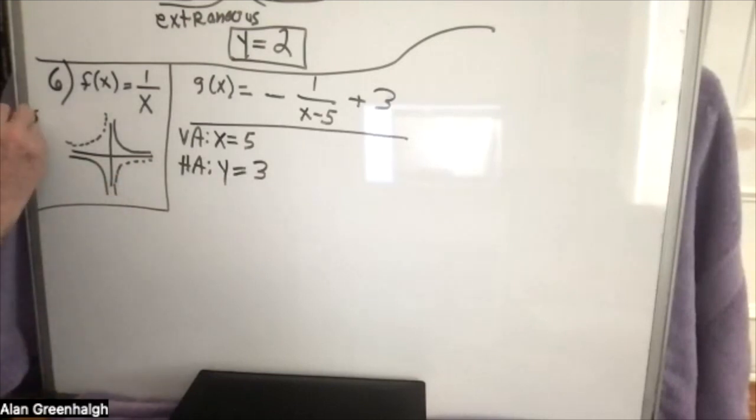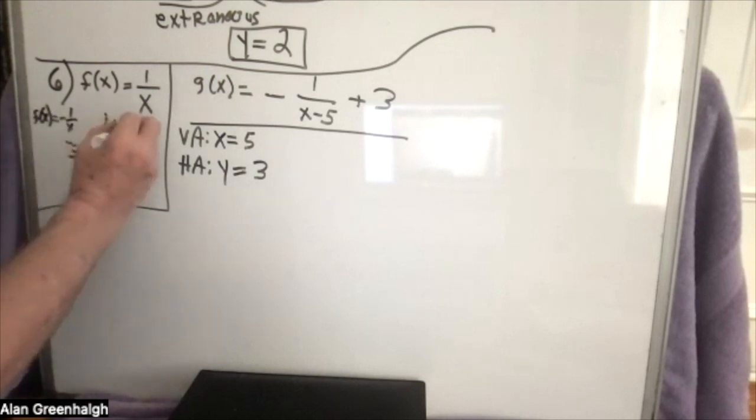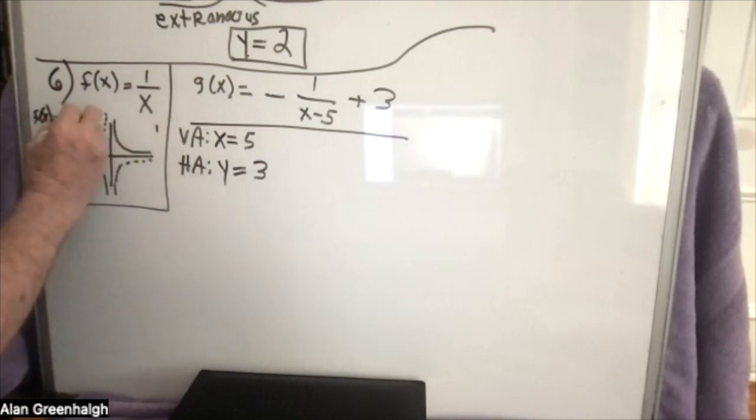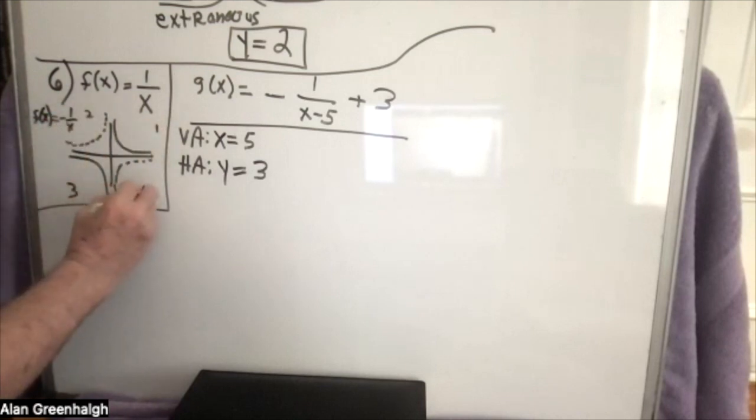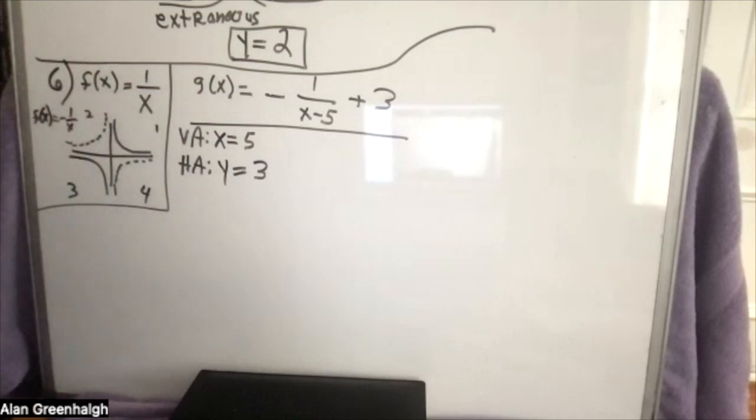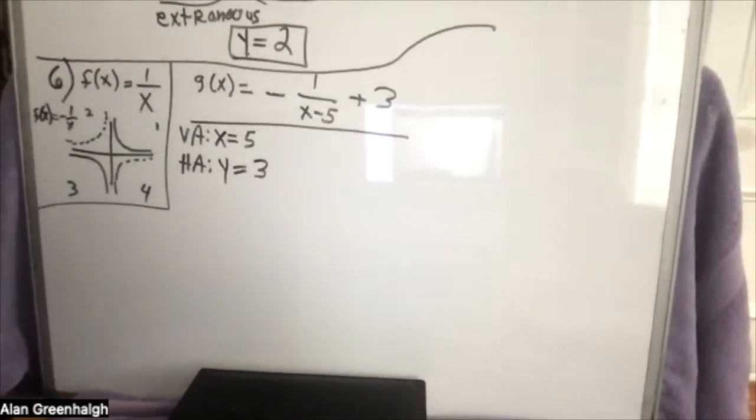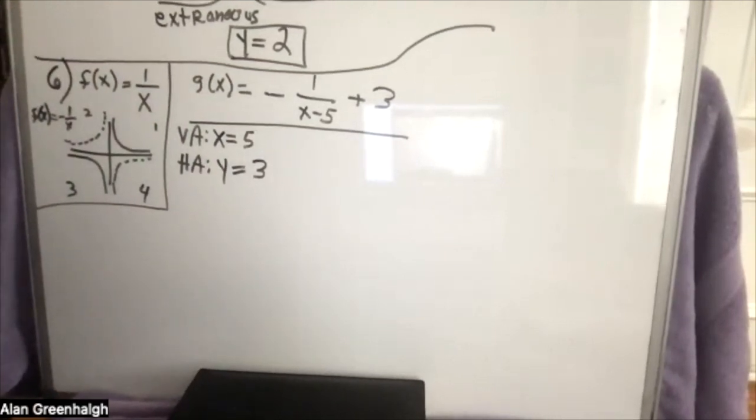When it's f of x equals negative 1/2, instead of it being in the first and third quadrants, this is the first quadrant, the second, the third, and the fourth. We go that way. We will do more of that starting next week when we start doing trigonometry.